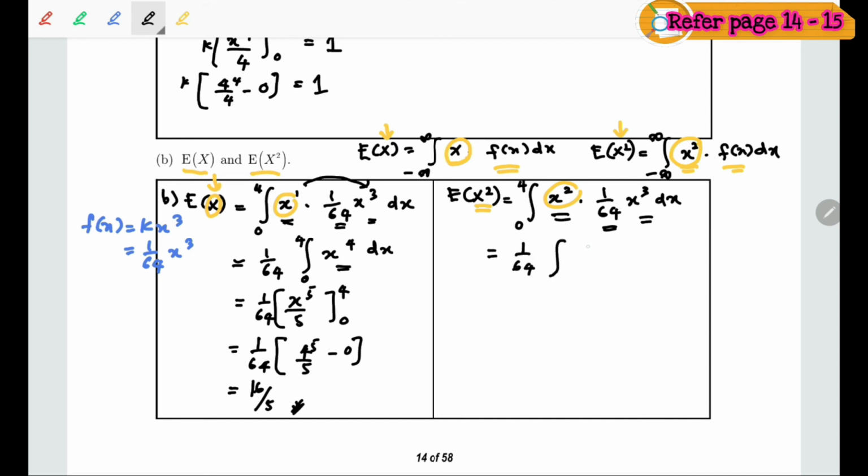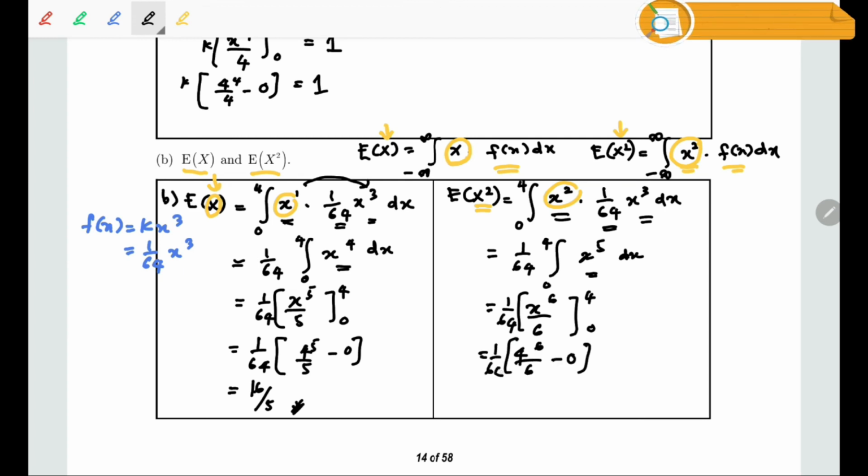Alright, so x squared multiplied with x cubed will give you x power of 5 with the limits 0 until 4 dx. So we're going to integrate x power of 5, which will give you x power of 6 over 6, with the limits 0 until 4, and 1 over 64 outside here. Then substitute, so we are going to have 4 power of 6 over 6 minus 0, with 1 over 64. And then you just calculate. So at the end, you will get 32 over 3.